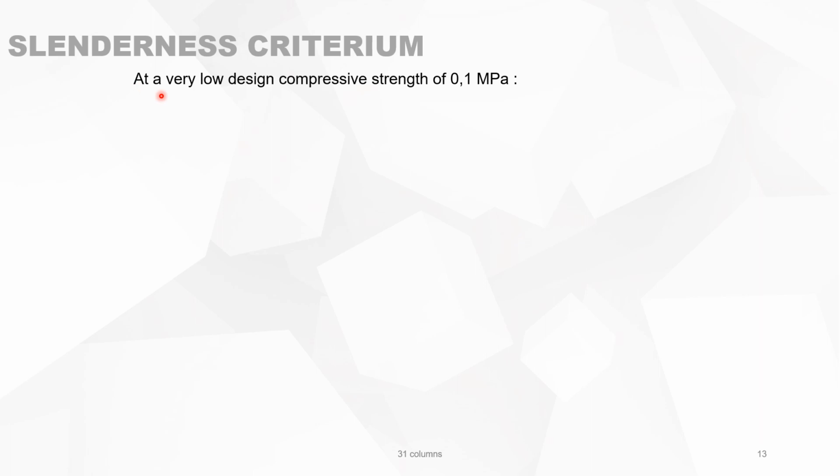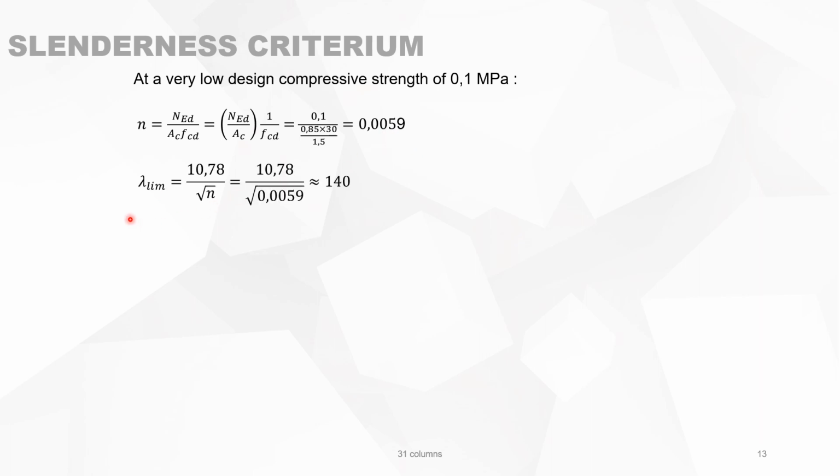Take, for instance, a very, very low design compressive strength of 0.1 megapascal, which is quite ridiculous. You calculate the load rate, and the load rate is 0.006. Then you calculate the limit value for slenderness, and you will have 140. So this gives you a very good idea that you will try not to exceed a slenderness of 140.